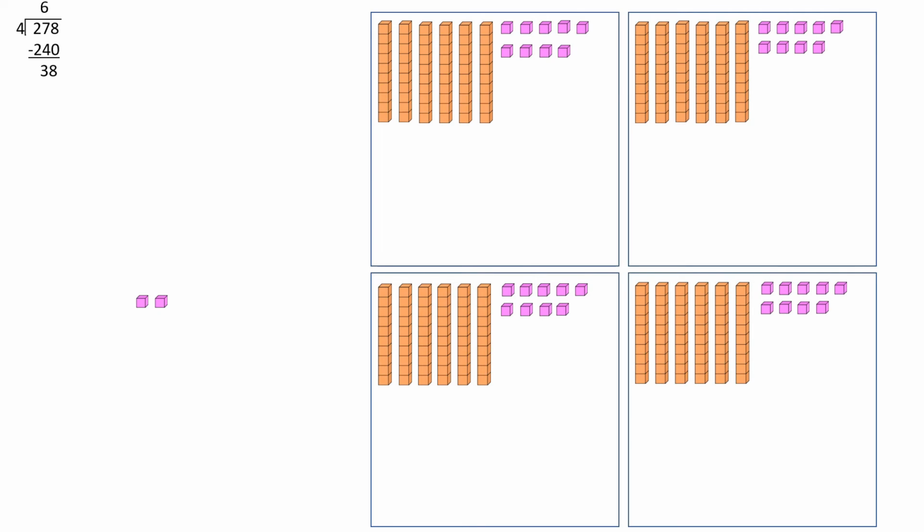Going back to our symbolic representation, we now have to subtract 36 from our remaining 38. This leaves us with a remainder of 2, which is also represented by our 2 leftover units. We will also write a 9 into the ones place value of our symbolic representation because we know that each box received 9 units. We now know that our answer is 69, remainder 2.